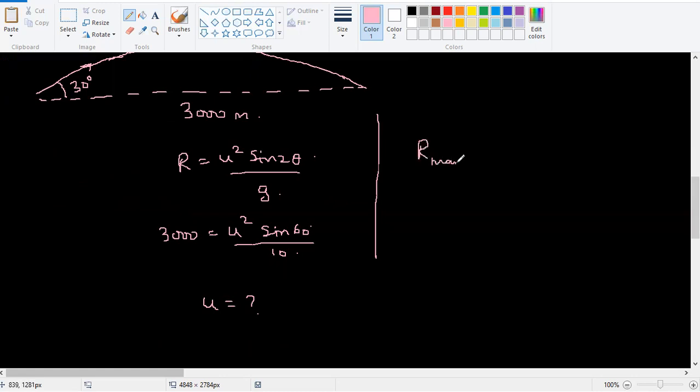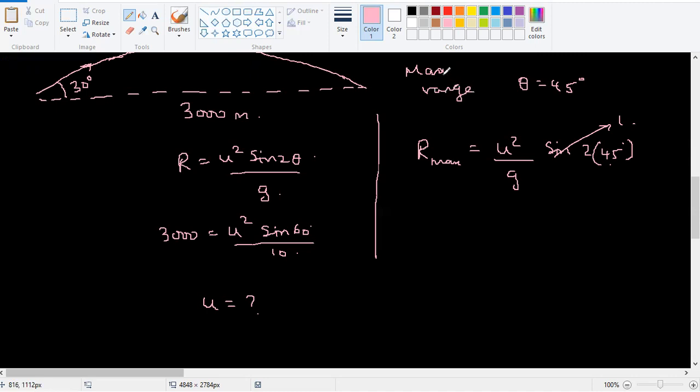So R max is equal to u squared by g, and then sine 2 into 45. 2 into 45 will be sine 90, which means it will become 1, because theta is equal to 45 degree for maximum range. So you don't even have to calculate the u. Calculate the u squared here and then divide by g. So u squared by g, this is u squared by g.